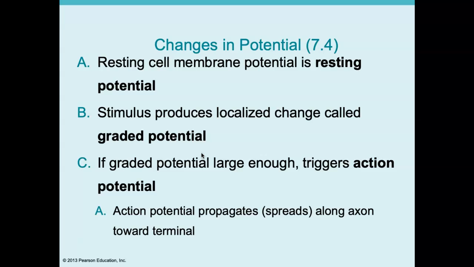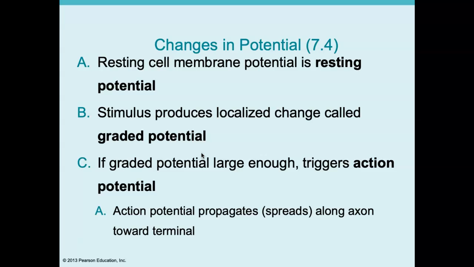When the cell is resting and there's a membrane potential set up, but the cell's not doing anything, it's not transferring any information, it is called a resting potential. And if there's a stimulus, there's a slight switch in the ions, a slight change, and this is called the graded potential. Well, if the stimulus is big enough that it causes a big enough graded potential, it's going to trigger a nerve impulse or action potential.